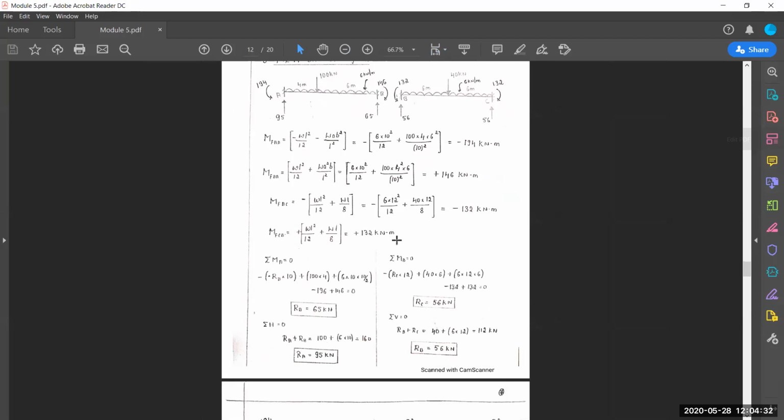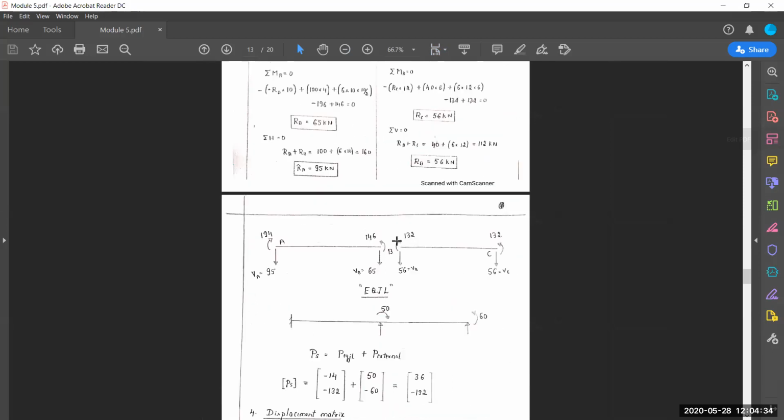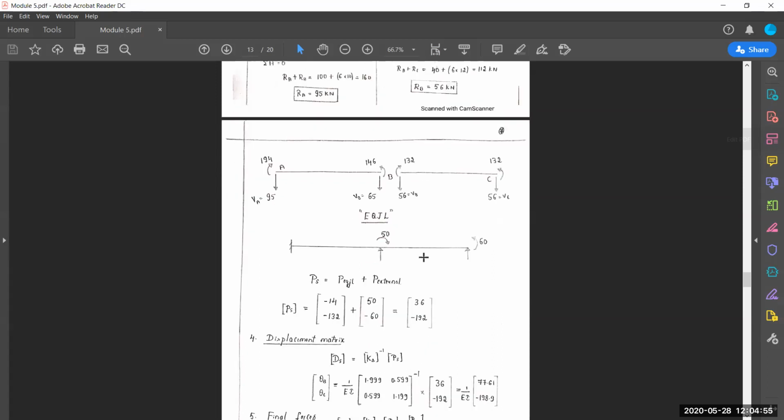From all these values, I'll be taking the same fixed end moment and shear force values, but I'm going to reverse the directions. It's clear, no? For EQJL, the same fixed end moment and shear forces we have to consider and reverse the direction. So this is the EQJL diagram. And this one more diagram I have written is for the external load.